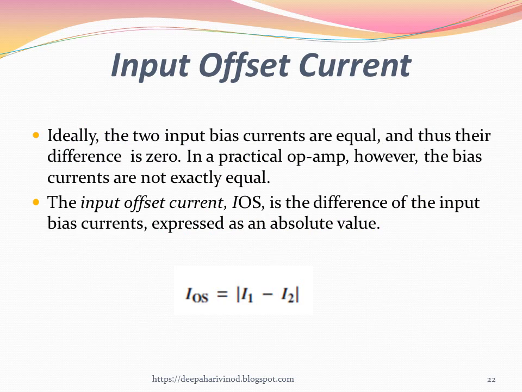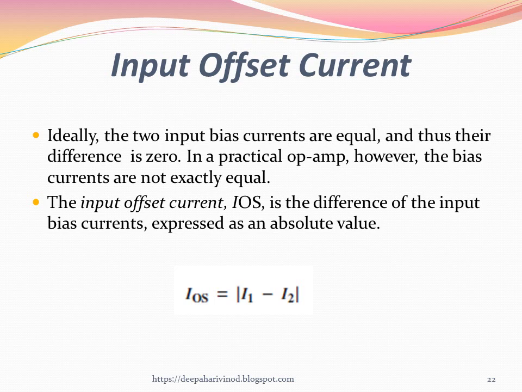Input offset current is the difference between the currents into the inverting and non-inverting terminals. Ideally, the two input bias currents are equal, and thus their difference is 0. In a practical op-amp, however, the bias currents are not exactly equal. Ideally we say that both bias currents are equal and the output will be 0, but in the practical case, it will not be equal.